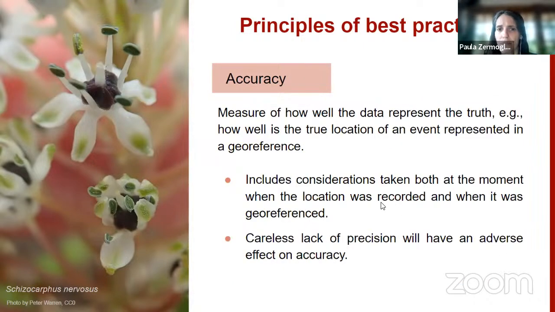So let's start with accuracy. Accuracy means how well the data represent the truth. That is, if we have a georeference, how well does that georeference represent the true location? Accuracy includes considerations taken both when the location was recorded, for example, in the field by the collector of a specimen, and when it is georeferenced. We have to be careful with precision here, because lack of precision will signify that we have less accuracy. This is, again, both when we're taking the notes, writing down the location in the field, and when we're georeferencing.